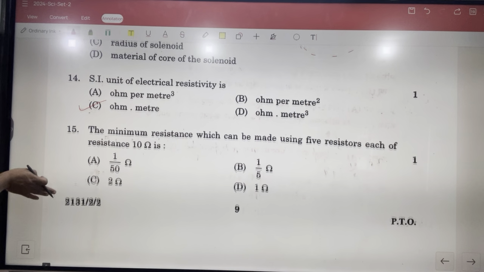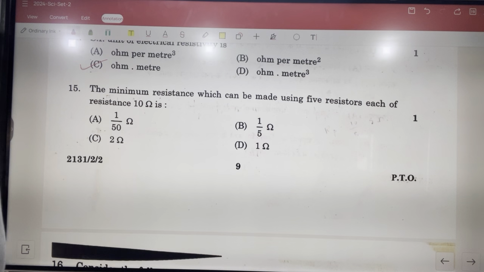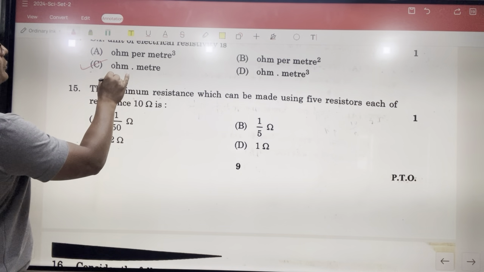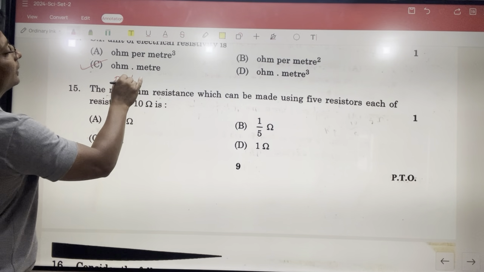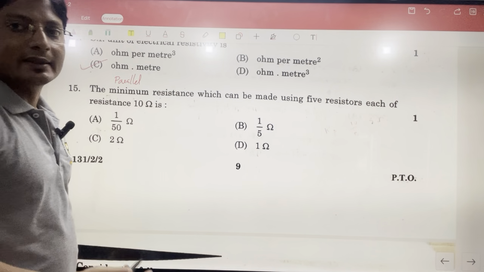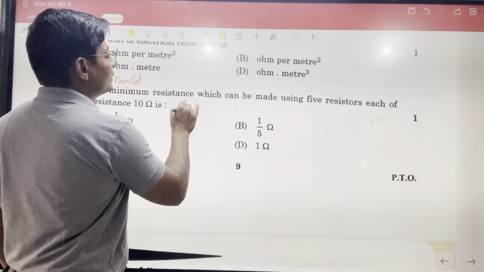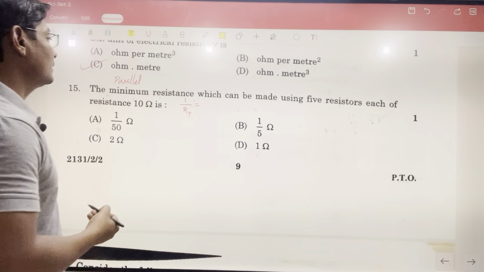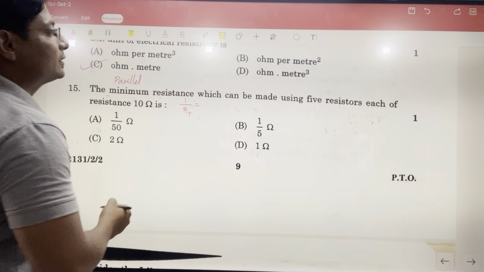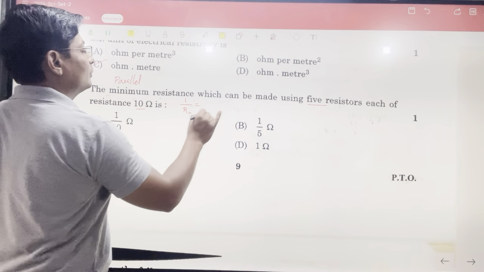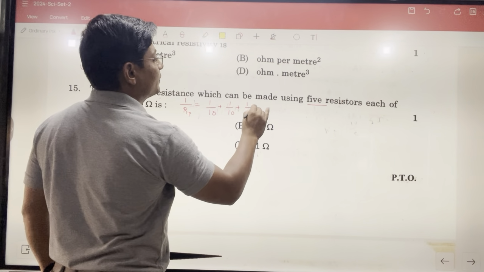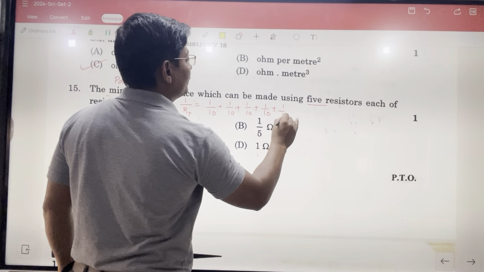Fine. Then the minimum resistance which can be made using 5 resistors, each of resistance 10 ohm is. So this is very interesting. Whenever we have the word minimum, we have to understand it has to be a parallel. For maximum it would be series. So we know that the total resistance in the parallel combination is given by 1 upon Rp. How many are there in total? 5 resistors of each value 10 ohm. So 1 upon 10 plus 1 upon 10 plus 1 upon 10 plus 1 upon 10. Okay, so 5 are there.